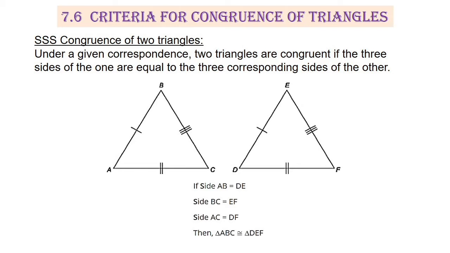Here we see ABC and DEF are two triangles. If side AB is equal to DE, side BC is equal to EF, side AC is equal to DF, then we say that triangle ABC is congruent to triangle DEF.